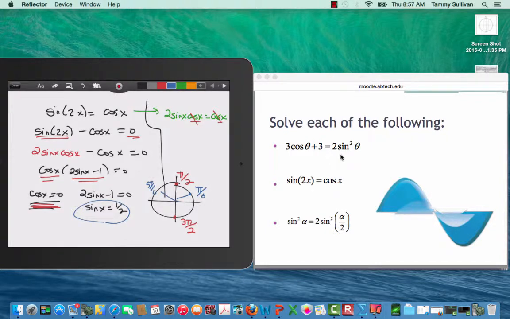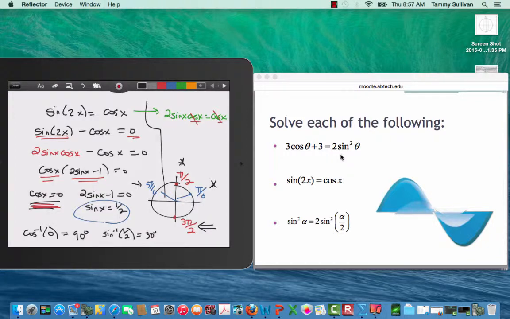Again, you could have used the inverse trig functions for this. If you would have done inverse trig of 0, you would have gotten the 90 degrees, which would have given you this one answer, but not this one. And if you would have done the inverse of 1/2, you would have gotten the 30 degrees, but you wouldn't have got the second answer.